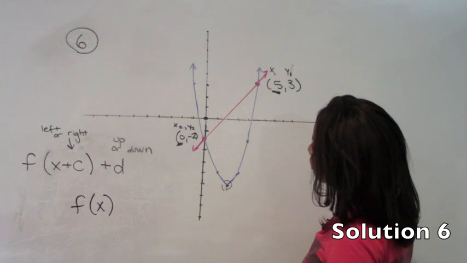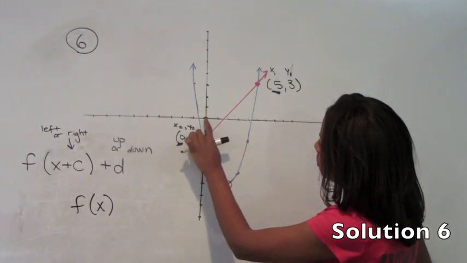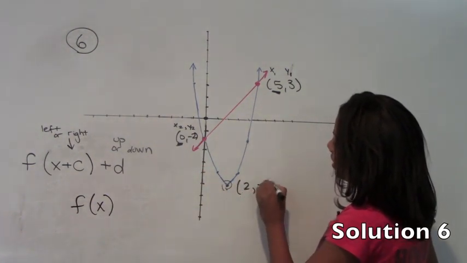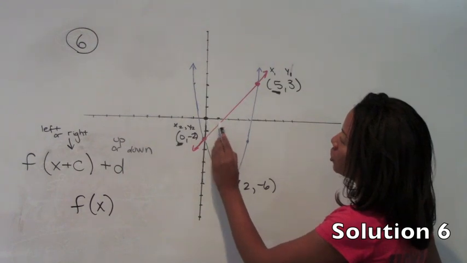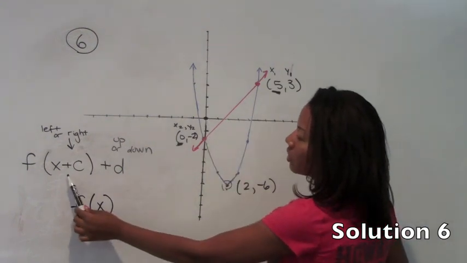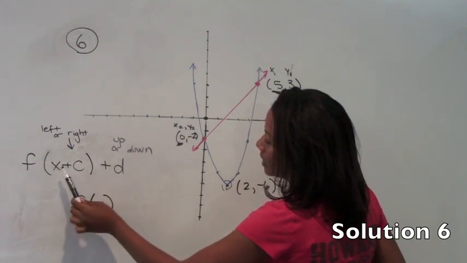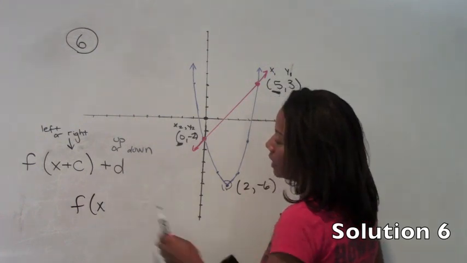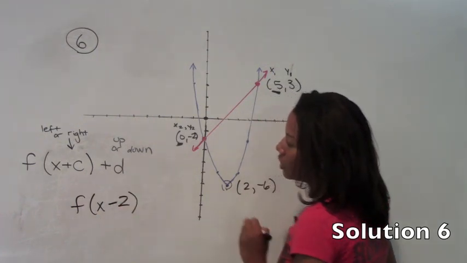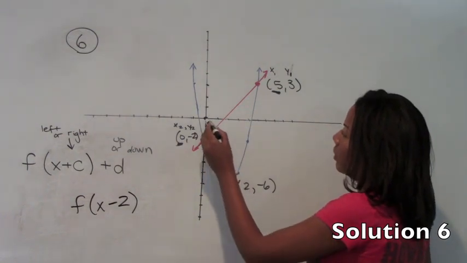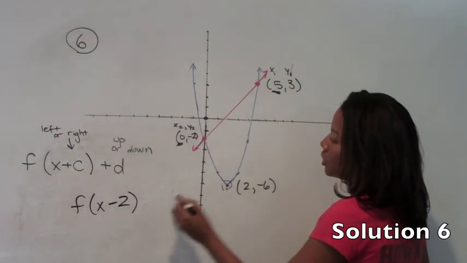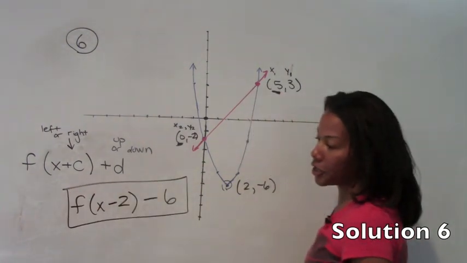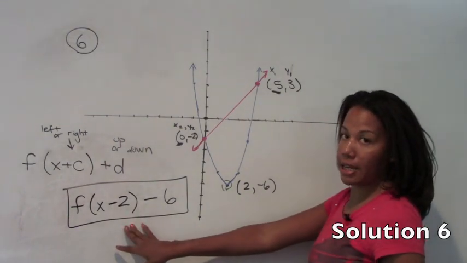So first we want to check and make sure that we see what the vertex is. So it's 2 over and 1, 2, 3, 4, 5, 6 down. So it's at the point 2, negative 6. It's been shifted over 2 to the right. So remember, a horizontal shift is going to be a shift within these parentheses. So f of x, we shifted it to the right, so it's going to be minus 2, because we shifted it to the right 2 units. And then we shifted it down 6 units. So it's going to be minus 6. And this is the new equation of the function. So the answer to 6 is B.